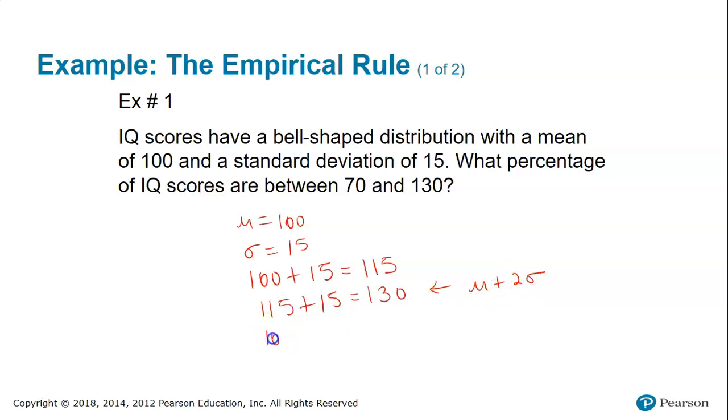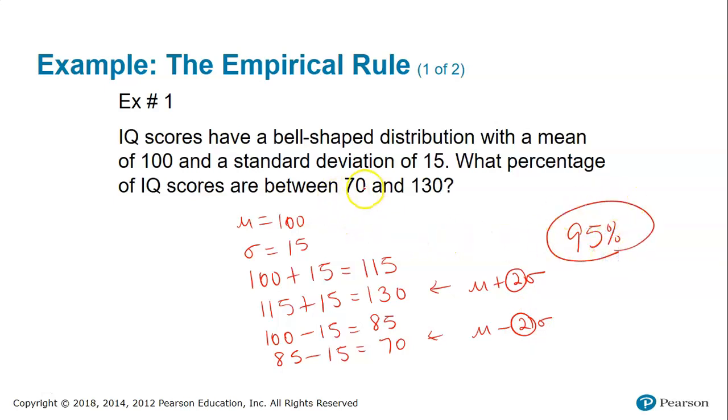If I go in the opposite direction, 100 minus 15 would be 85. And then if I subtract another 15, that puts me at 70. So that's the mean minus two standard deviations. Going back to the empirical rule, if we're two standard deviations away from the mean, then 95% of the data values are going to be between these two values. So you have to work your way to these values and see how many standard deviations you are away from the mean.